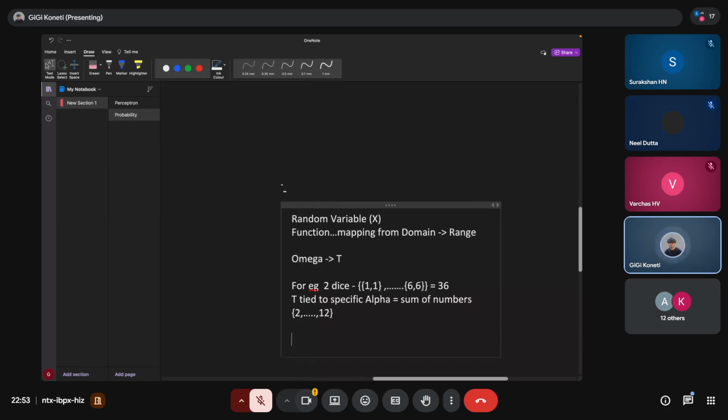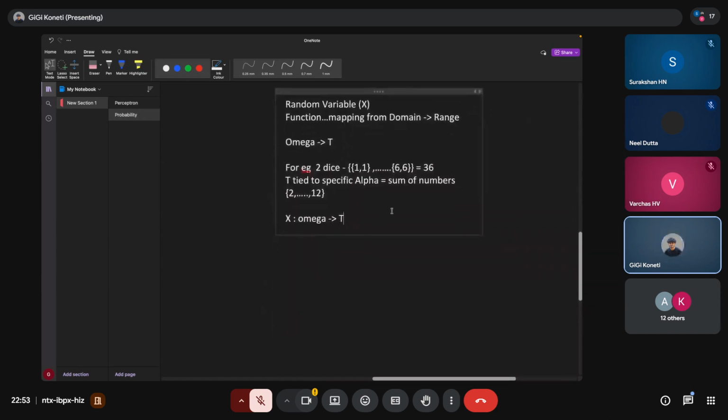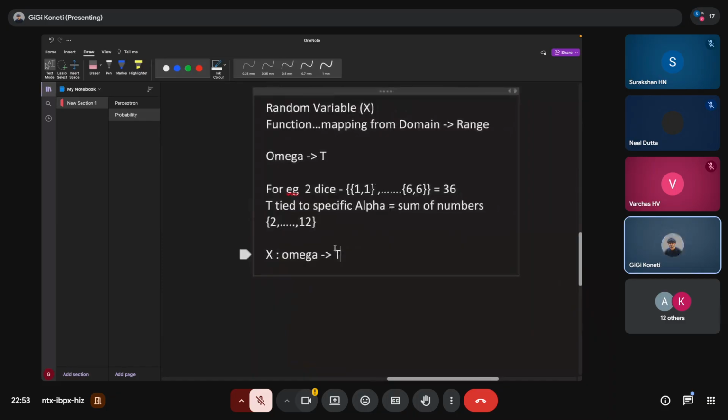So basically a random variable is an X which is mapping from omega to the target space T, right? Now a specific thing: we want to pick out only a subset inside the target space. Like I want 6 to be the sum of the two numbers when we roll two dice. So we are speaking about a specific outcome inside T. So let's say it is S. S is a subset of T, right? Let me draw it.